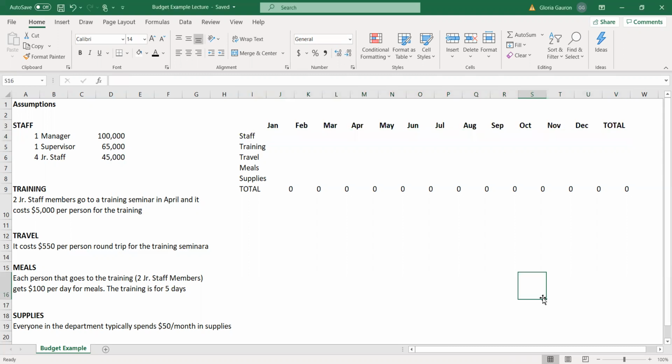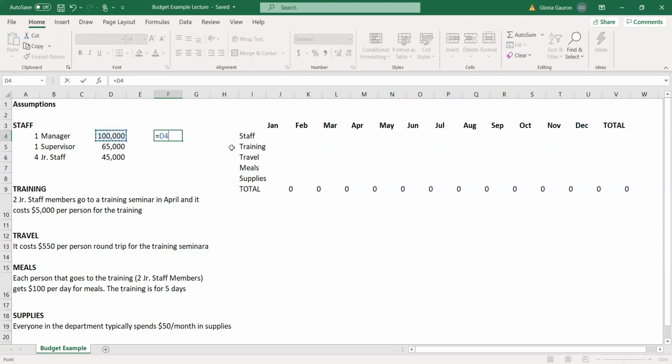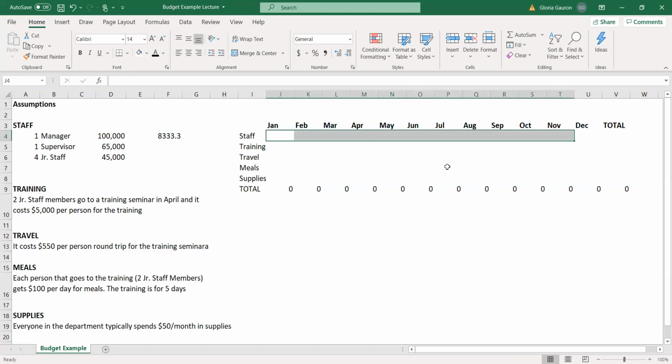So to do that, one of the ways, and there are several ways that you can manipulate things in Excel, but I find the easiest way to do that is to start with the manager's salary. So if a manager earns $100,000 a year, I'm going to divide that by 12 so I know what the monthly salary will be for that employee. So I'm going to start with an equal sign, take the 100,000, and divide that by 12. So I know at the very least this amount will have to go onto the staff line.